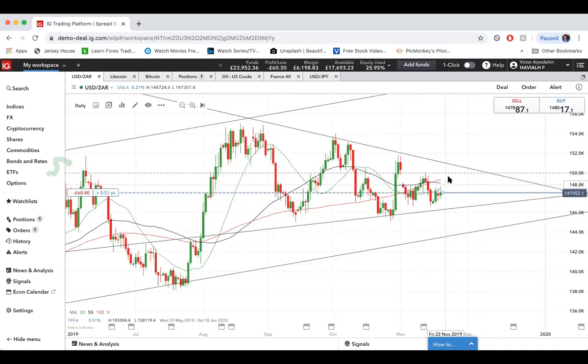So I'm expecting that when price goes up again and gets to this level, this will form a little bit of resistance here. So that's where I want to take my profit. If not, price is just going to pull back here and I'll lose all my money.